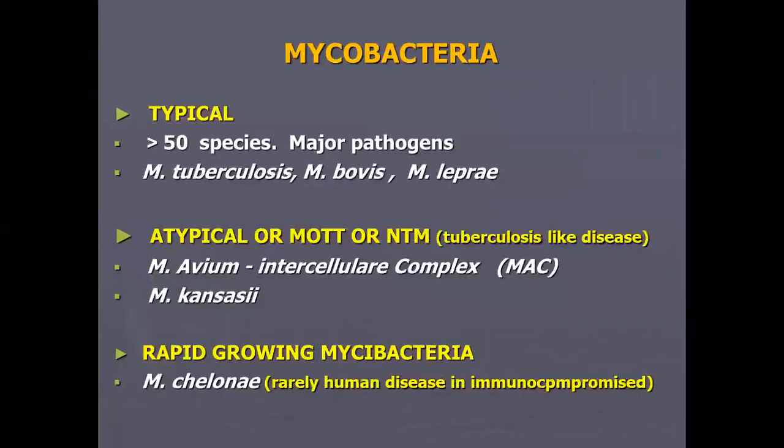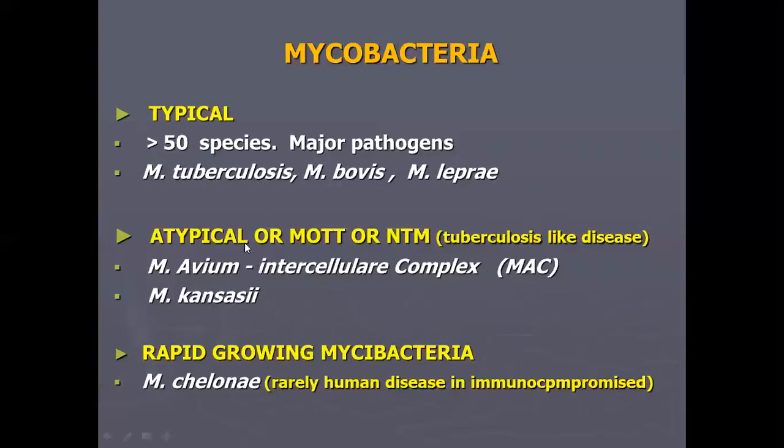Now, broadly, we have more than 50 species of mycobacteria. But the major pathogens can be divided into three categories. We have the typical mycobacteria. We have the atypical mycobacteria, the mycobacteria other than tubercle bacilli, also known as the non-tuberculous mycobacteria. And we have rapid growing mycobacteria. So three different names are given to the mycobacteria.